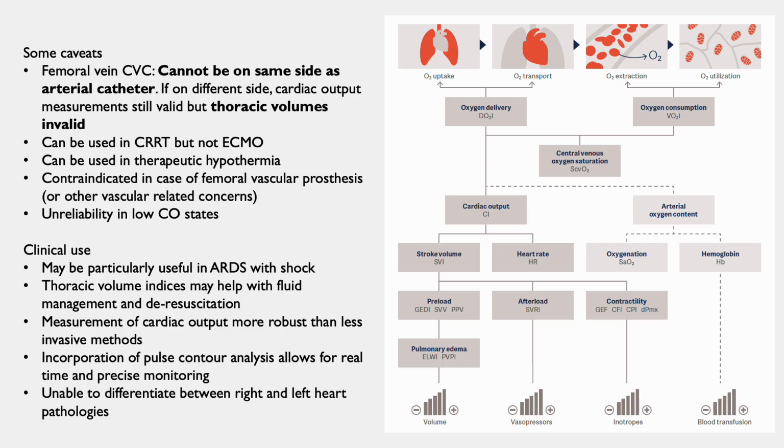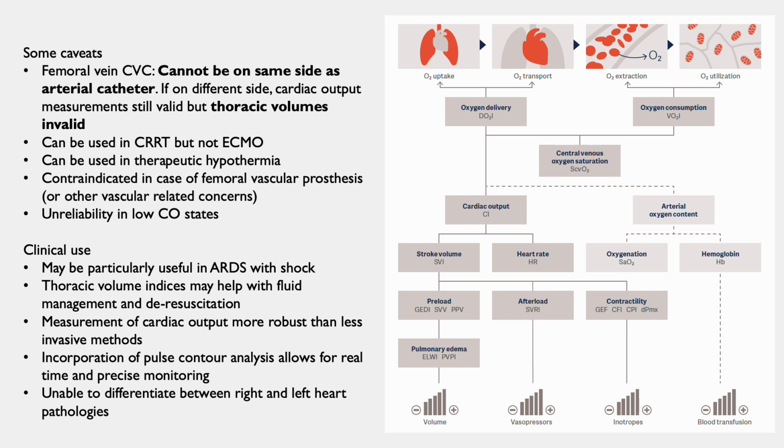Some caveats of transpulmonary thermodilution include the following. Ideally, an internal jugular CVC should be used. If a femoral CVC is used, it should be on the different side as the arterial catheter, and even if so, only the cardiac output measurements are reliable, and the thoracic volume measurements are not valid in this instance. It can be used in continuous renal replacement therapy but not with ECMO, and should be avoided if there are concerns about femoral arterial vasculature integrity. Furthermore, in patients with very low cardiac output states, the derived cardiac output values may not be as accurate.